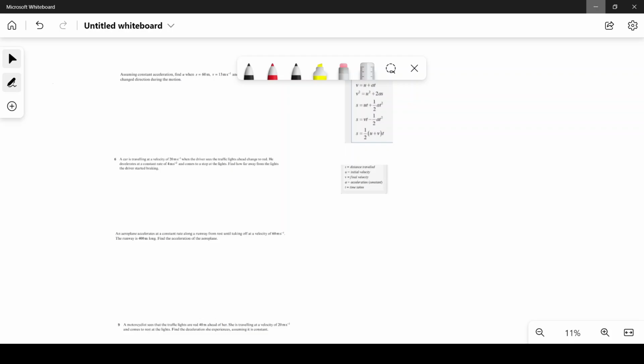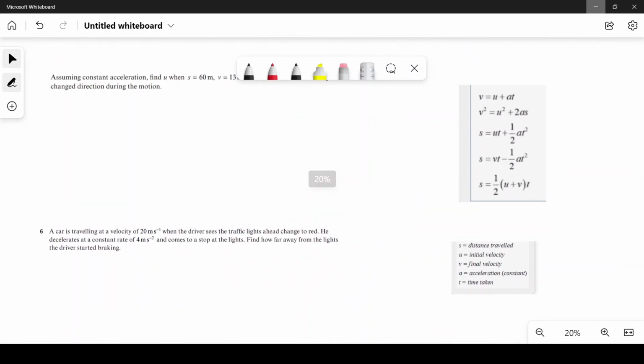Okay, for this video I'd like to do some questions on the equations of constant acceleration. I'd like to see how the formulas work and how to use them exactly. Okay, we can start. So first question, assuming constant acceleration, find u when s equals 60.